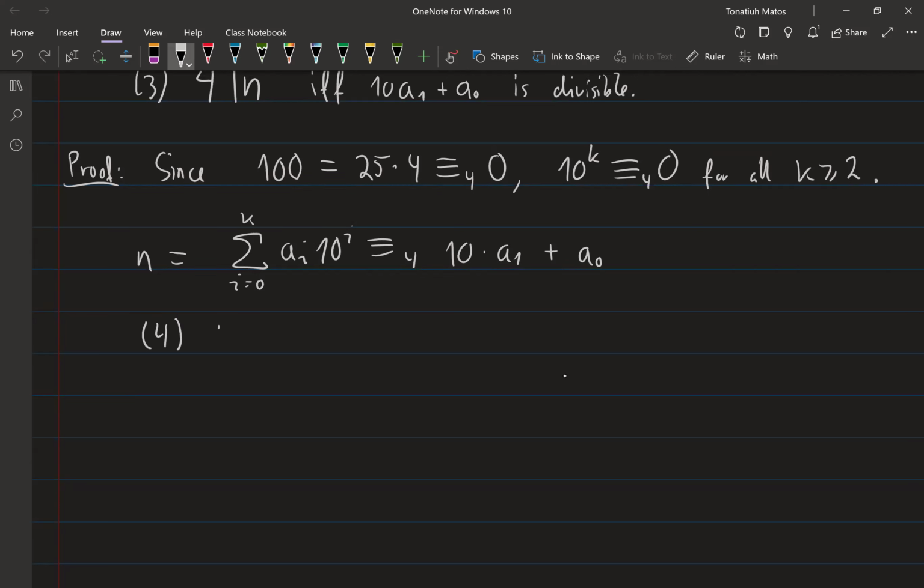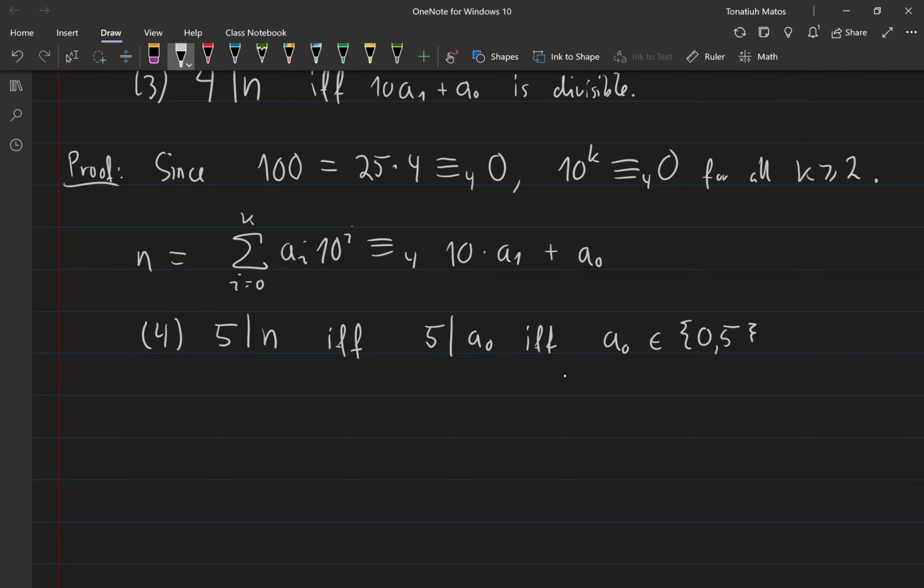Sorry, 5 divides n if and only if what? What happens if you reduce this expression mod 5? All the powers of 10, of course, are divisible by 5, so they eliminate except the last digit, right? But the last digit can only be a number between 0 and 9 inclusive, and the only numbers divisible by 5 are 0, which is divisible by everything, and 5, right? So another way of saying this is that a_0, because it's a digit, has to be either 0 or 5.